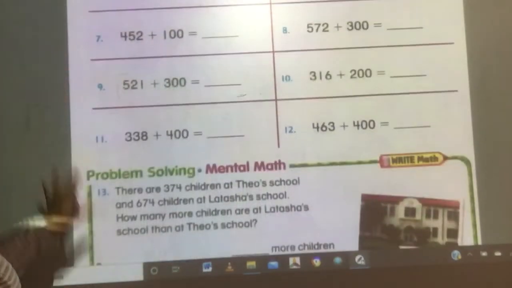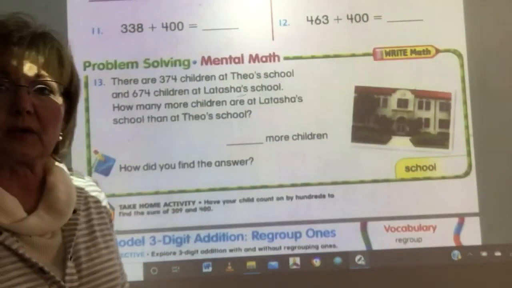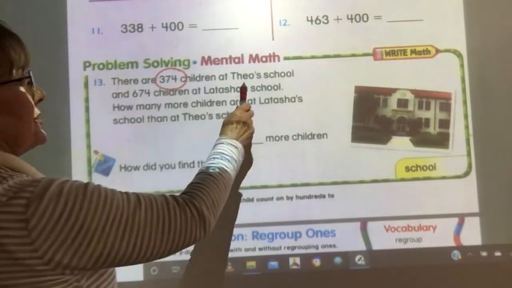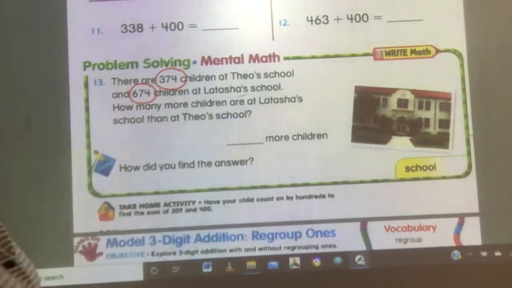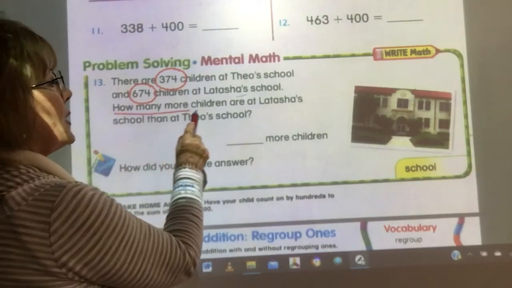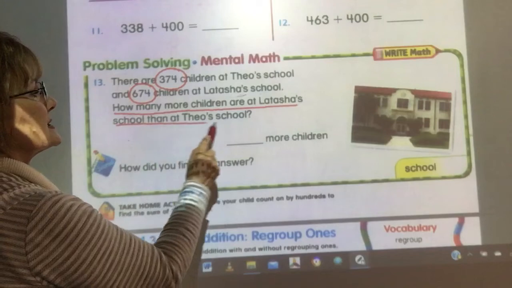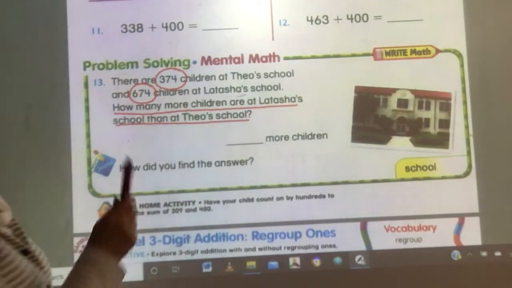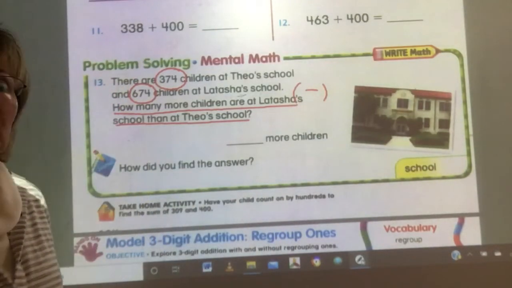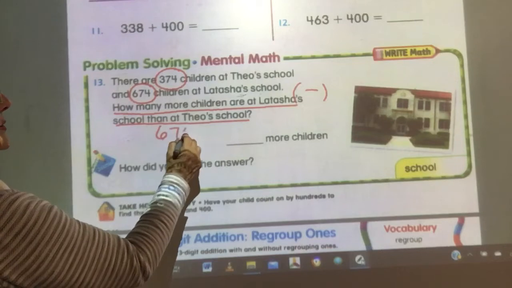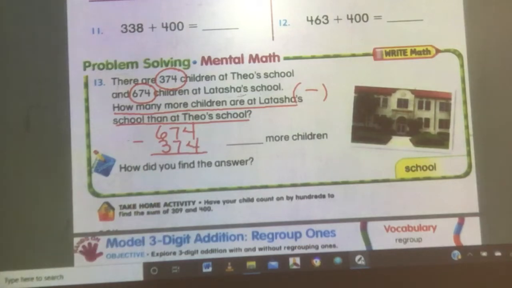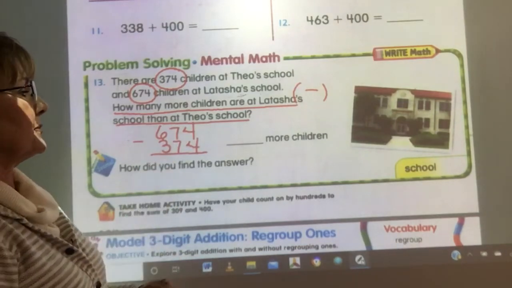All right, so let's look down here at the word problem, and go ahead and read that with me. There are 374 children at Theo's school and 674 children at Latasha's school. And then underline the question: how many more children are at Latasha's than Theo's? How many more than means what? Subtraction. Which number would go on the top? The greatest one, of course. 674 minus 374.